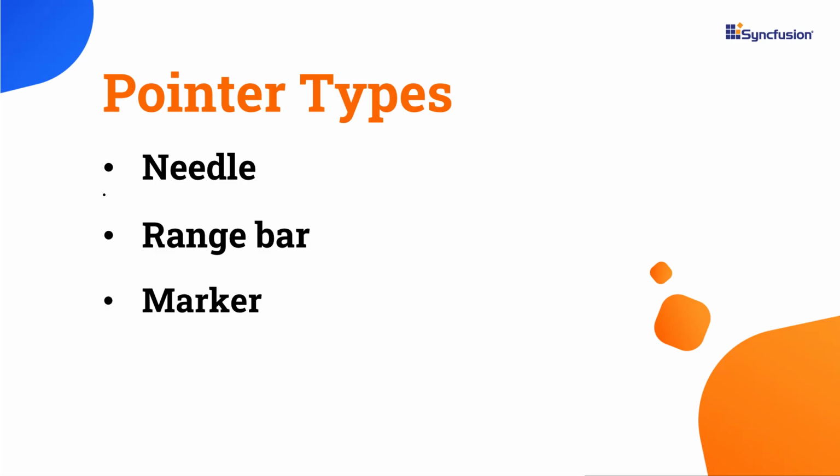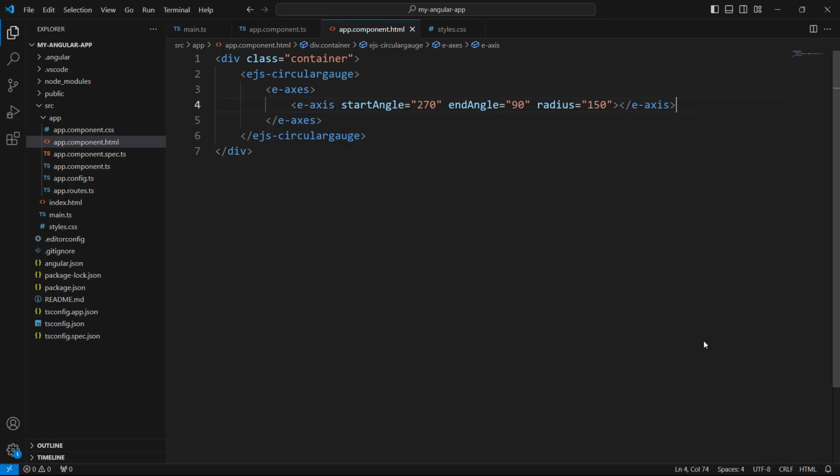The Syncfusion Angular Circular Gauge supports three types of pointers: needle, range bar, and marker. In this example, I'm using the needle pointer. In my next customization video, we will explore pointer types in detail. By default, the circular gauge has a pointer position at 0.